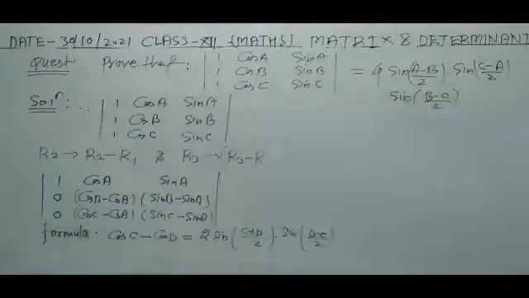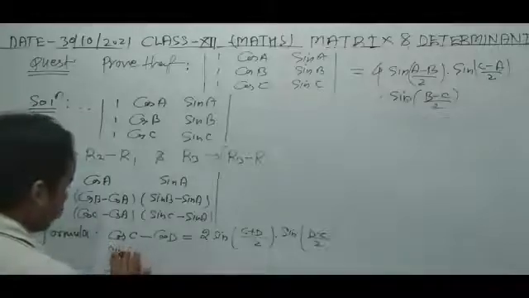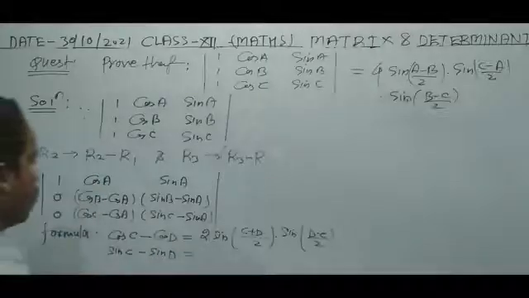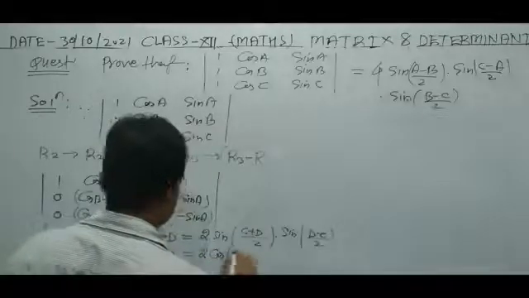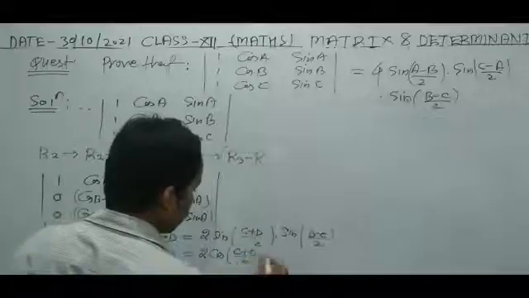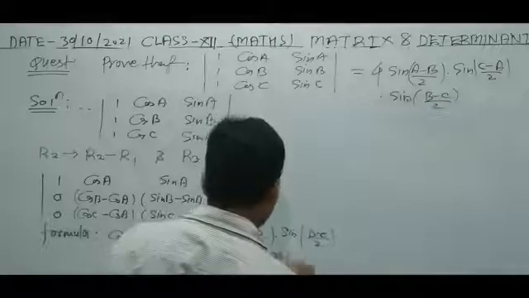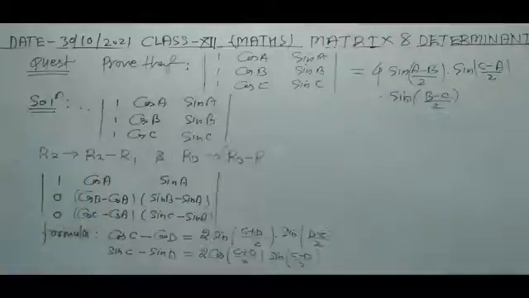And now the second formula, sin C minus sin D. The result is 2 cos of (C plus D) by 2, into sin of (C minus D) by 2. This is the formula. Now we are going to use this formula to simplify.